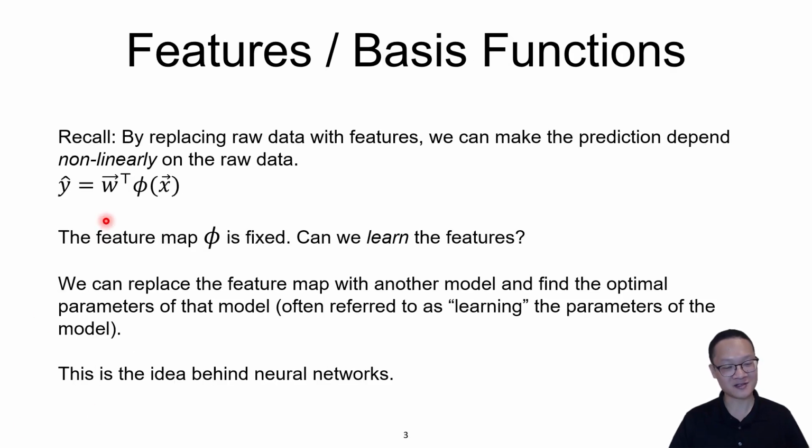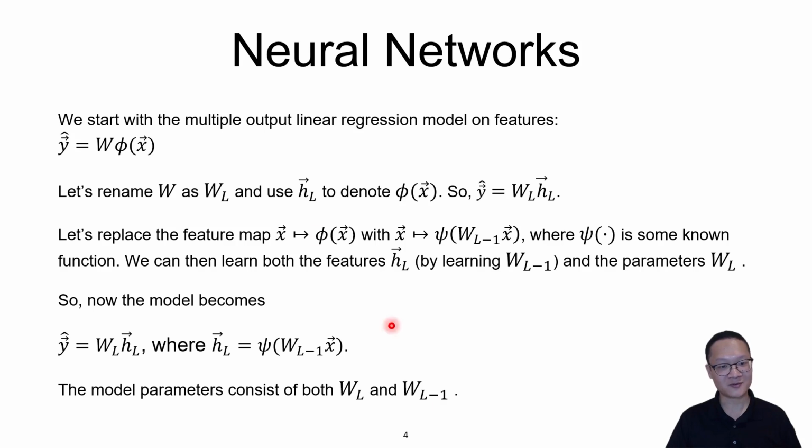So again, for neural networks, the motivation is that we don't want to pick a fixed feature. We want to have these features be learnable. To make them learnable, instead of W phi, the first step was we just kind of renamed W because we know that we're going to have many of these W's later on. So we're going to add an index L to W. So now y hat is going to be equal to W_L H_L, where H_L is a learnable feature, which can be written as psi of W_{L-1} times x.